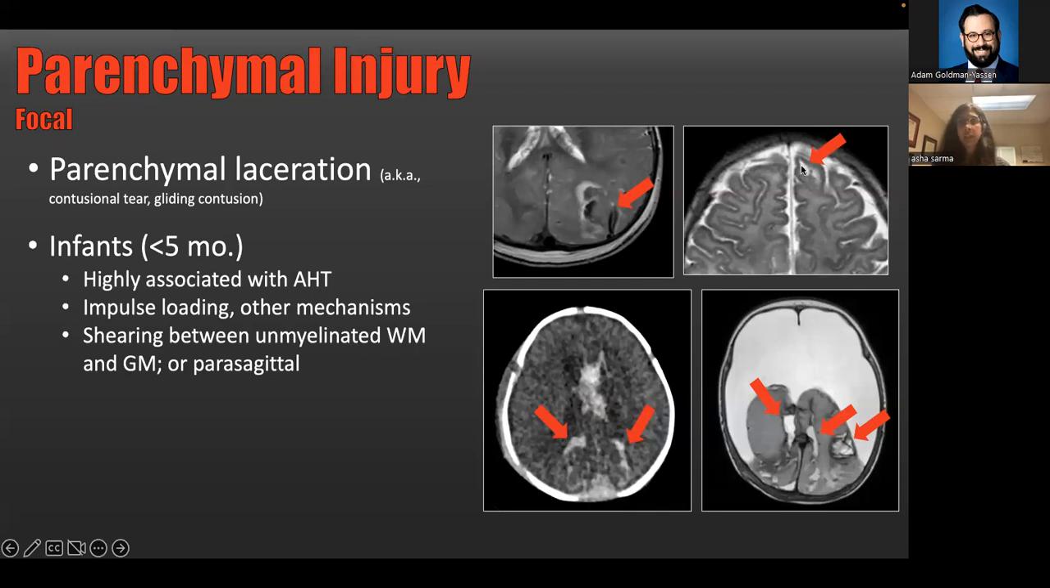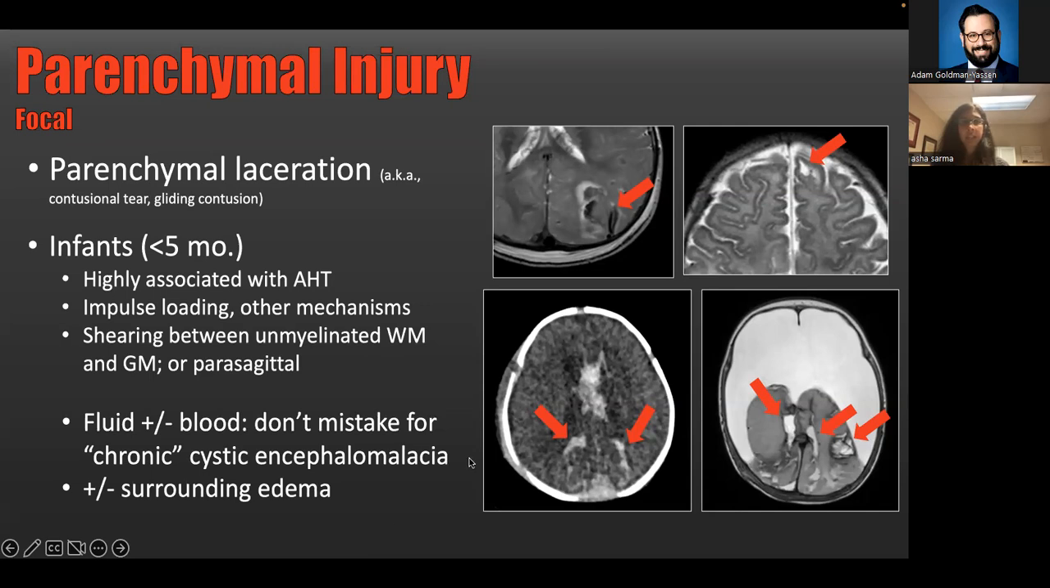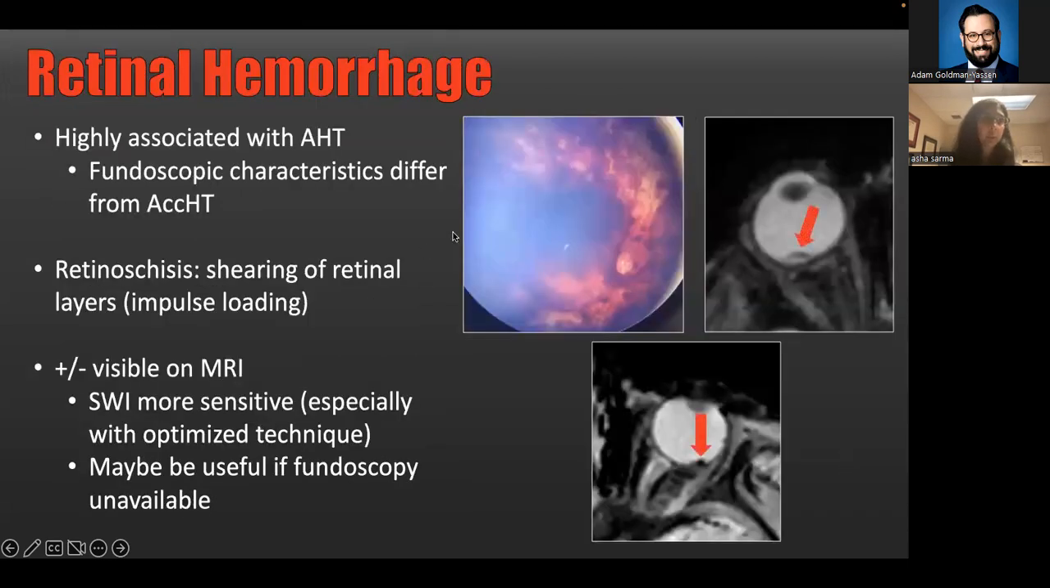And they're either seen at the gray-white junction or in the parasagittal regions like this. And they can have just fluid in them like this, even when they're acute. So don't mistake them for chronic cystic encephalomalacia necessarily. They may or may not have surrounding edema, so that's hard to date. They can have blood mixed with fluid. Here is an example of ones with blood that are in the parasagittal distribution. Here are some with blood and fluid in the parasagittal, as well as a more chronic one with some hemosiderin staining here further peripherally in the parenchyma.